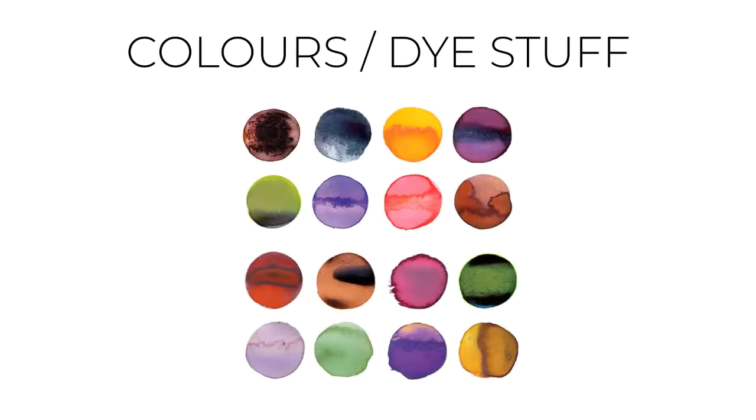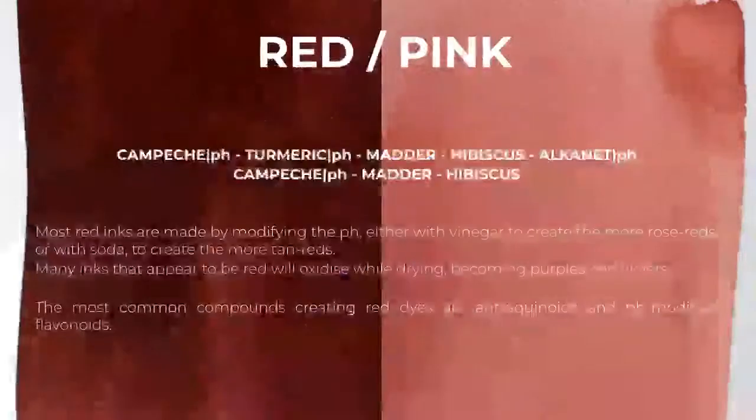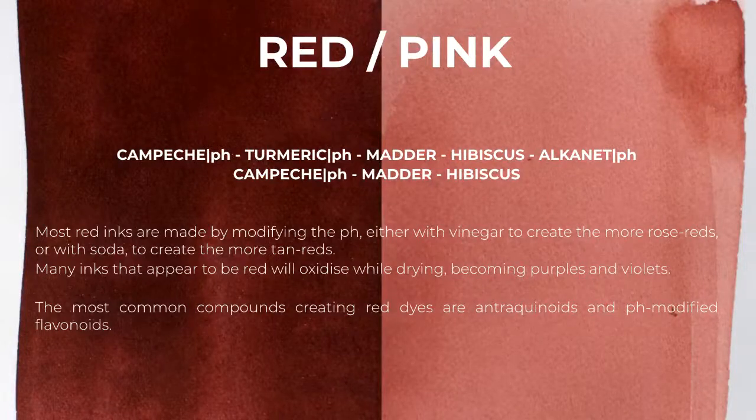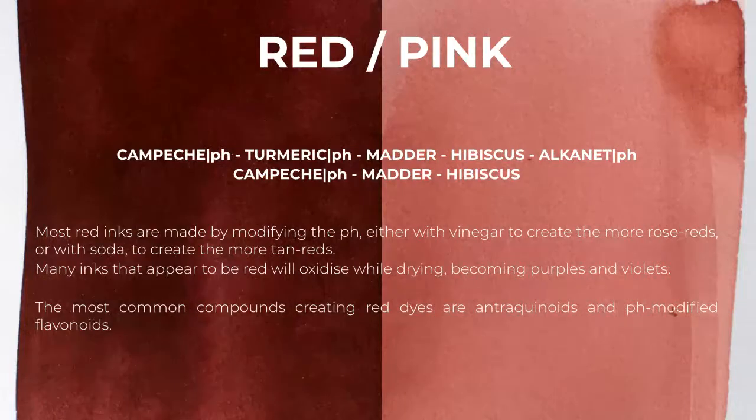A bit of information about colors and dyestuff. Here you will see a sort of carousel of different types of inks made from different substances. You will find references such as whether they're pH sensitive, and that is how the color has been achieved, and some information on the most common compounds creating those specific dyes. So what are the chemical compounds inside the plants that are creating the pigment itself.